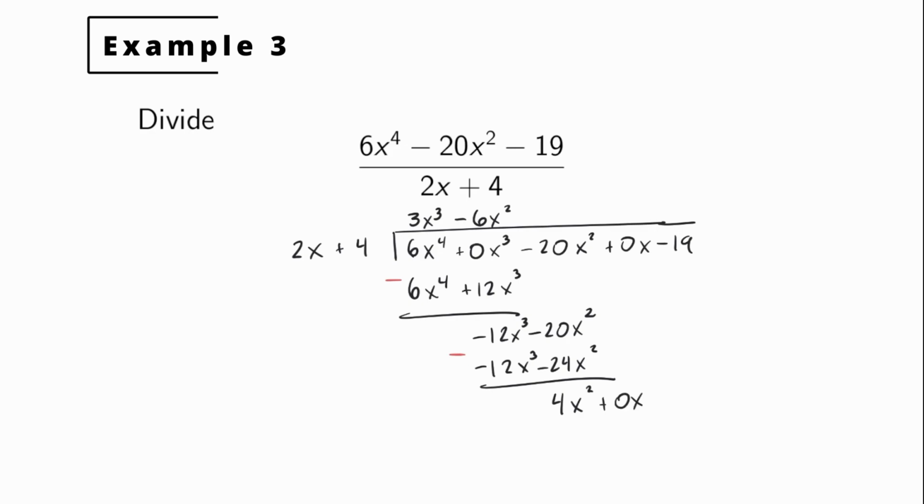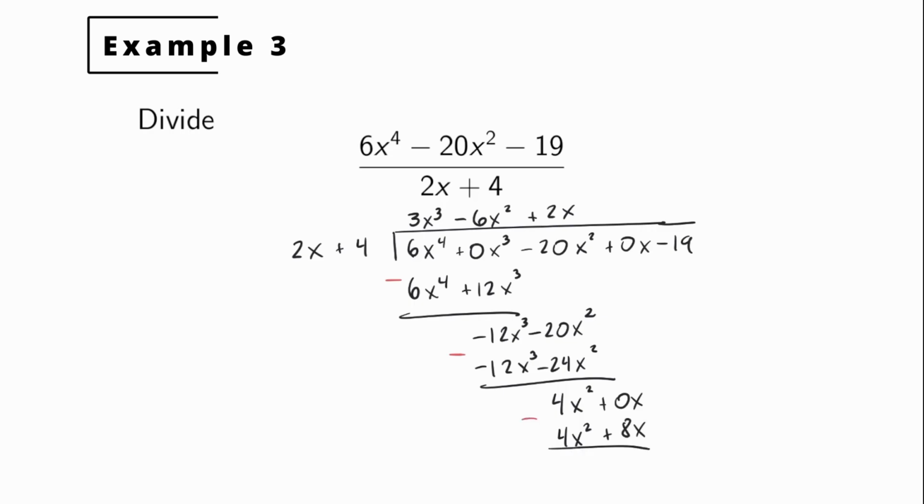Okay, and again, you'll notice we multiply 2x by 2x to get 4x squared. So our next term in the quotient is 2x. And then we multiply 2x by both terms. We get down here 4x squared plus 8x. Okay, and then we subtract.